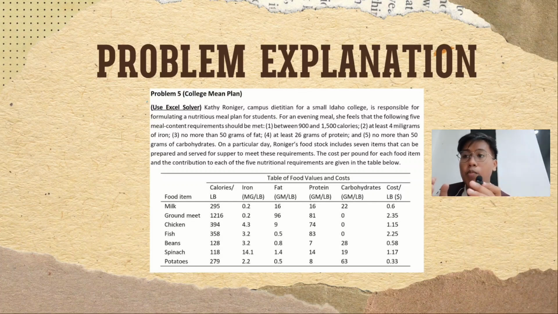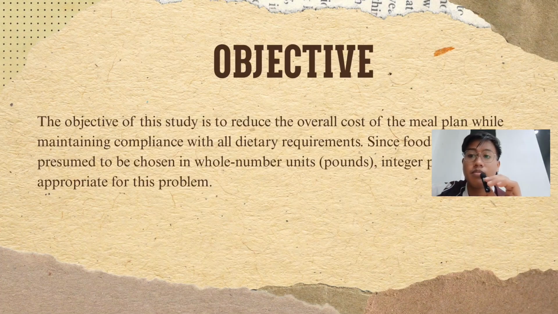To solve the problem, we define decision variables representing the quantity of each food item, and formulate an objective function to minimize total cost. All nutritional requirements are included as constraints. Using Excel solver with the simplex LP model, we obtain the optimal combination of food items that meets all dietary constraints at the minimum possible cost.